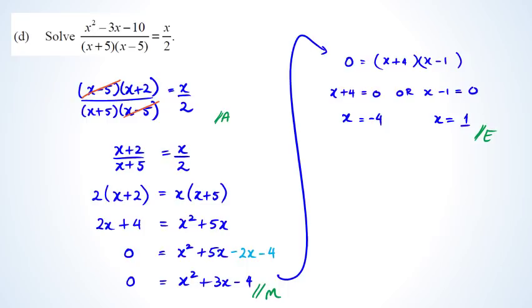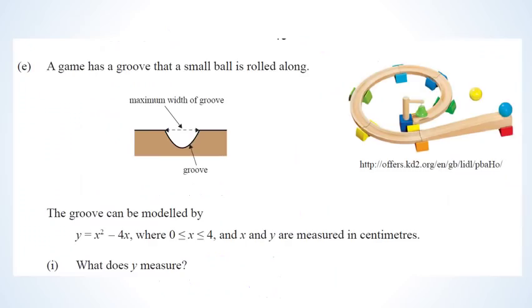All right, let's go to question 3E. So 3E, we've got this game that has a groove that a small ball is rolling along. Maximum width of the groove is given there.